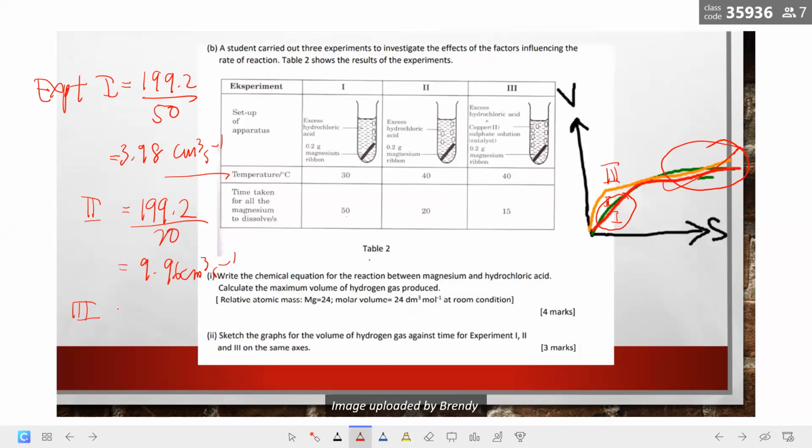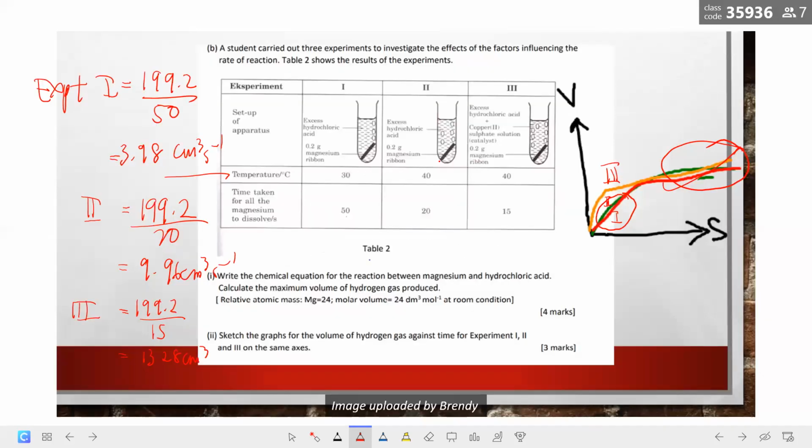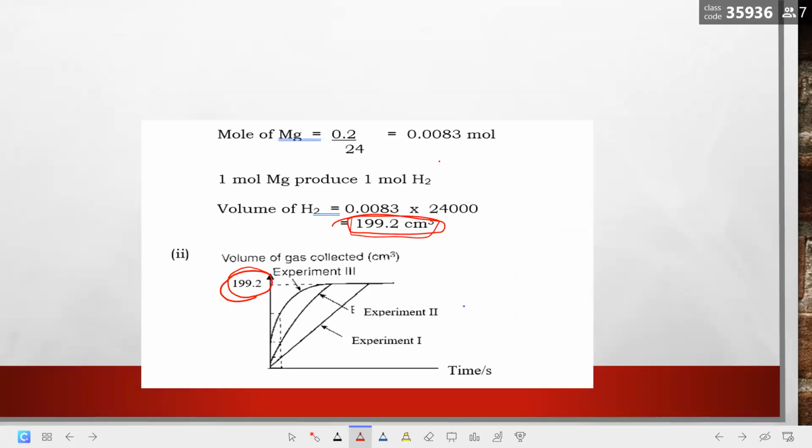Okay, Durga, the third one. 199.2 divided by 15. Okay, 13.28 centimeter cube per second. Sorry, darling. 13.28 centimeter cube per second. Okay, so let's see whether the answers are correct. 13.28, 9.96, 3.98. Did you all get that? I'm hoping you all did. Okay, yes, and your answers are correct.